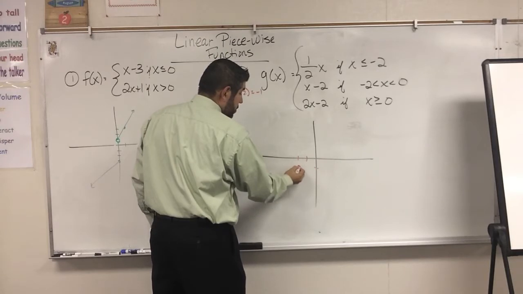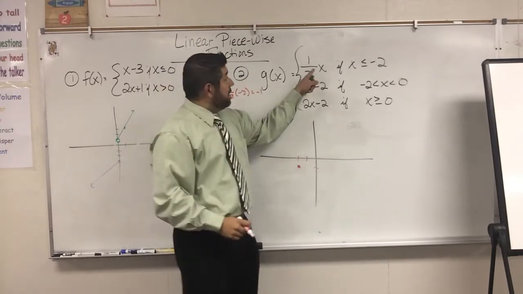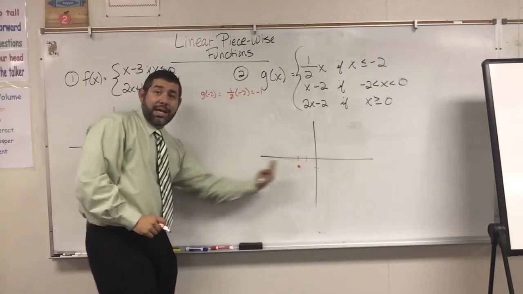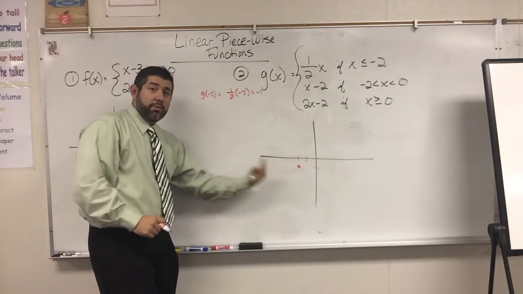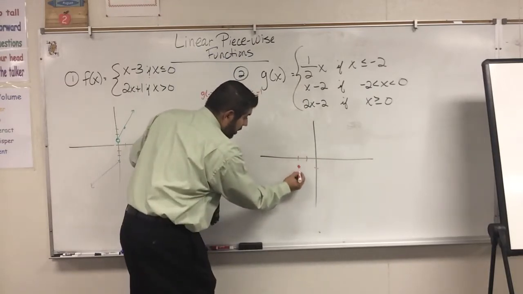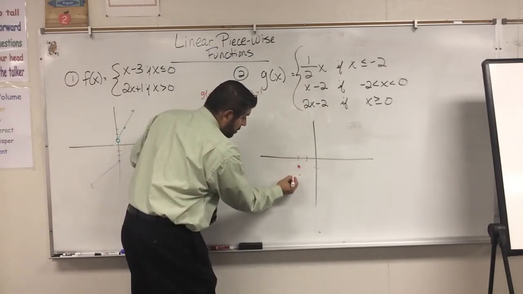It's a closed circle. Now I'm going to graph this line when x is less than or equal to negative 2. That means on this side of x equals negative 2, I'm going to graph that line. My slope is 1/2, so I'm going to go down 1 and over 2.